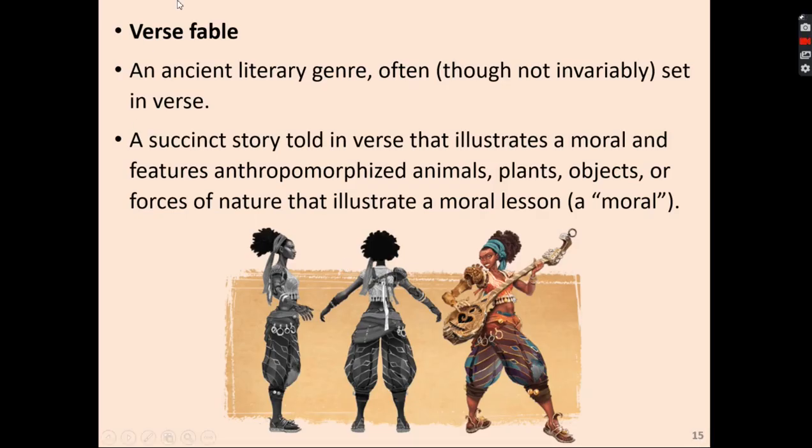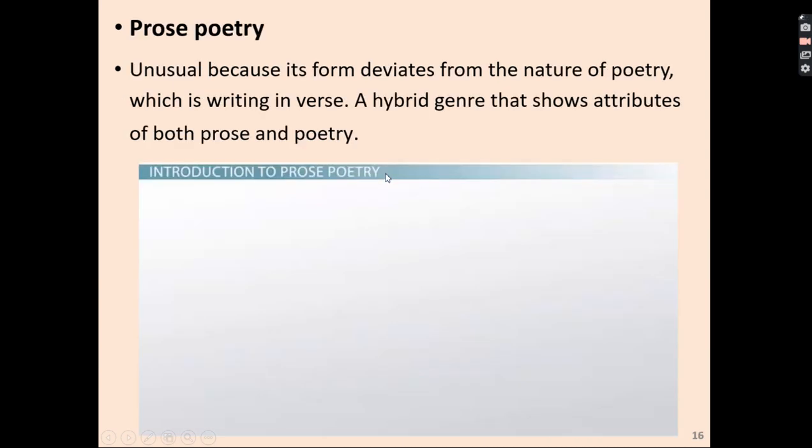Okay, next we do have the first fable. The fable is an ancient literary genre, set in verse. A succinct story told in verse that illustrates a moral. It also features anthropomorphized animals, plants, objects, or forces of nature that illustrate a moral lesson. So the focus of this verse fable is, of course, to illustrate a moral from the poem for the readers as well.